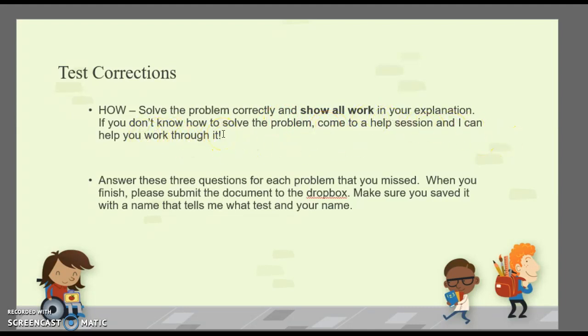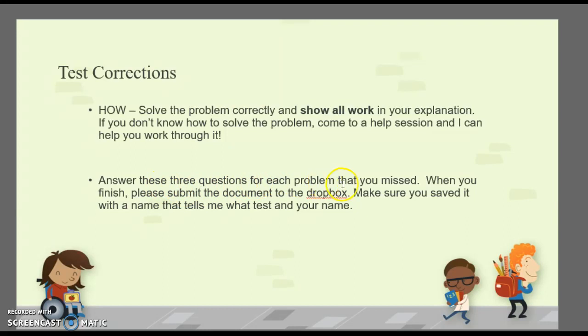Earning back points on test corrections is much more difficult than actually taking the test, which is why you want to make sure you're well prepared for the test so you don't have to go through this process of doing test corrections. So make sure when we take tests, you come to the review session, you review all your materials, and you're ready to go to take the test.